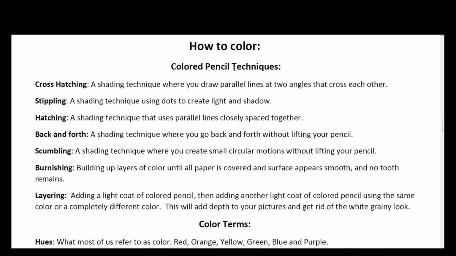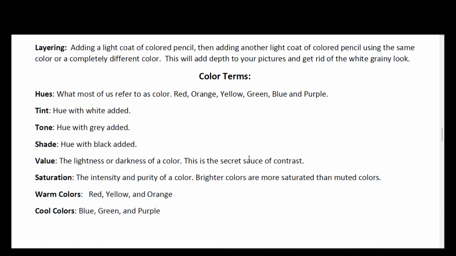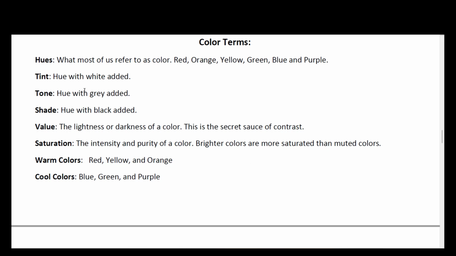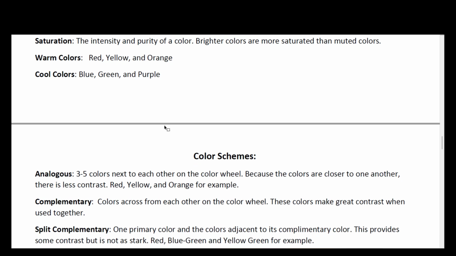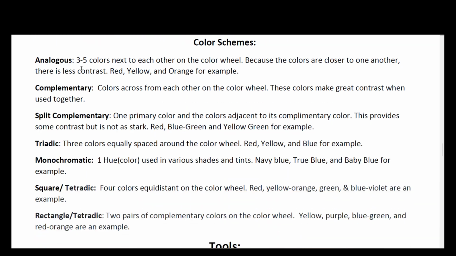How to color. So some of the color pencil techniques you might hear people talk about: cross-hatching or stippling, hatching, going back and forth, scumbling, burnishing, and layering. These are just defined so that when people are talking about it, you can understand what they're saying. Color terms: hues, tints, tones, shades, value, saturation, warm colors, cool colors. Going into color schemes, your analogous, I'm probably going to mispronounce all these, complementary, split complementary, triadic, monochromatic, I'm going to call it square and rectangle. And I give one example of each of those. These are not the only examples. And when I do a video on color schemes, I'll try and give more examples, but this is just to give you an idea.